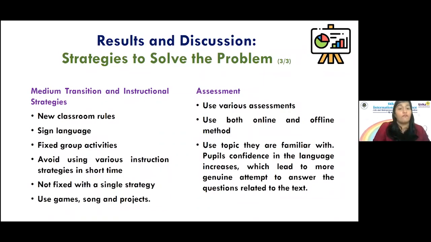Teachers avoid using various instructional strategies in a short time, but at the same time, they do not fix on a single strategy. So this is a very contradicting statement, whereby when I asked for an explanation, this is what they told me. It is important for them to use various strategies, but it is also important for the students to know what the teacher is doing. It is important to give the students time to understand how a strategy works, because they have never been exposed to these strategies before. Teachers also use games, songs, and projects.